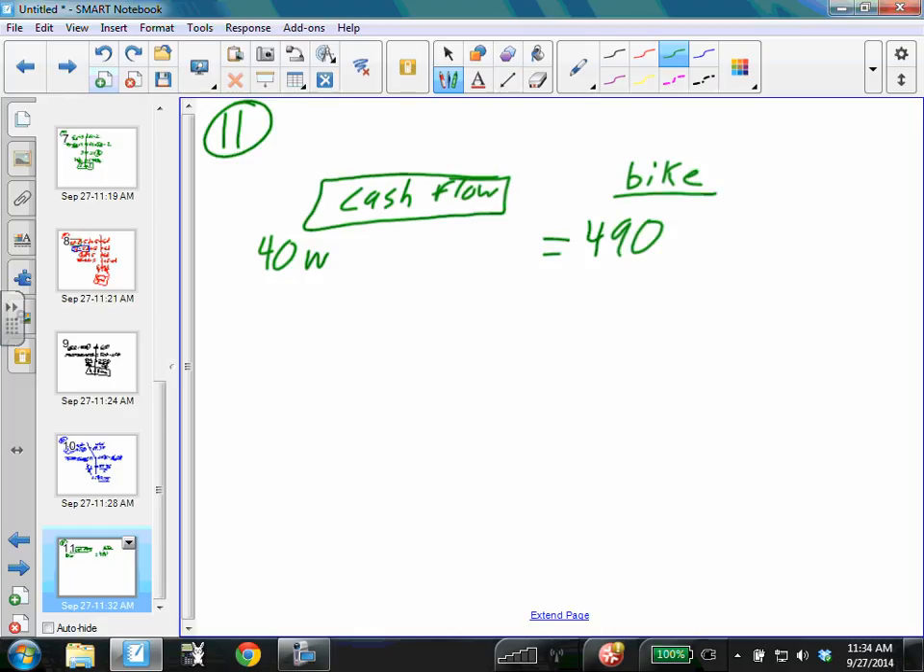Now, the next part says, however, before he can buy the bike, he must give his sister $70. Now, as far as his cash flow goes, that $70 doesn't happen again and again and again. He just needs to give his sister that $70 one time. But that is cash flow that's going out. So his cash flow gains $40 every week, but he has to lose that $70 that he owes his sister. Okay? And that's all the information that the problem gives us.